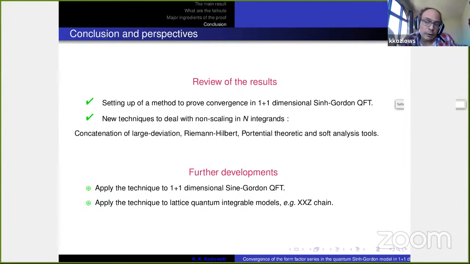And then where I would like to go further is to prove precisely convergence for the Sinh-Gordon quantum field theory in the first place, which is a very good test if the method generalizes to more complex models, and if it does, then to attack the case of the lattice quantum integrable models like the XXZ chain. So thank you for your attention.